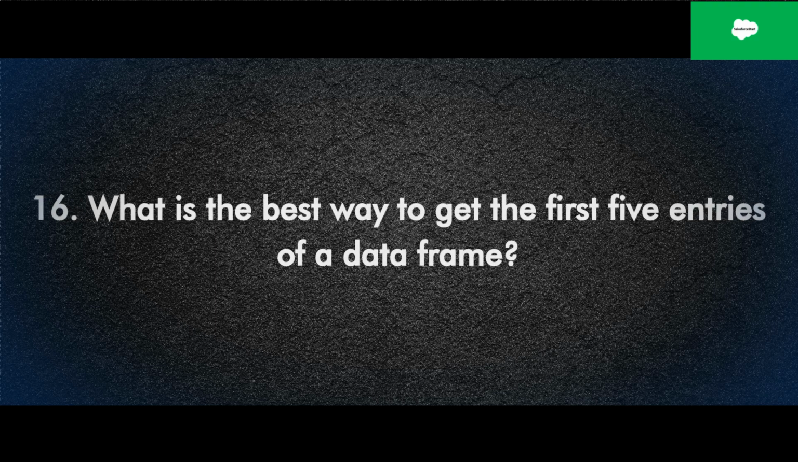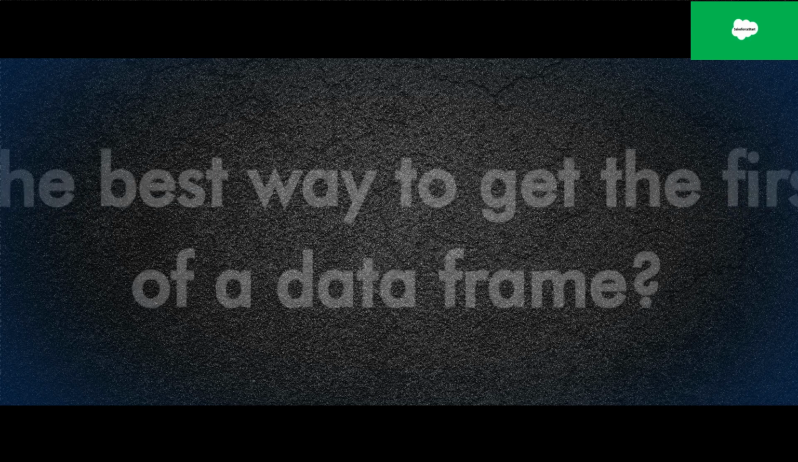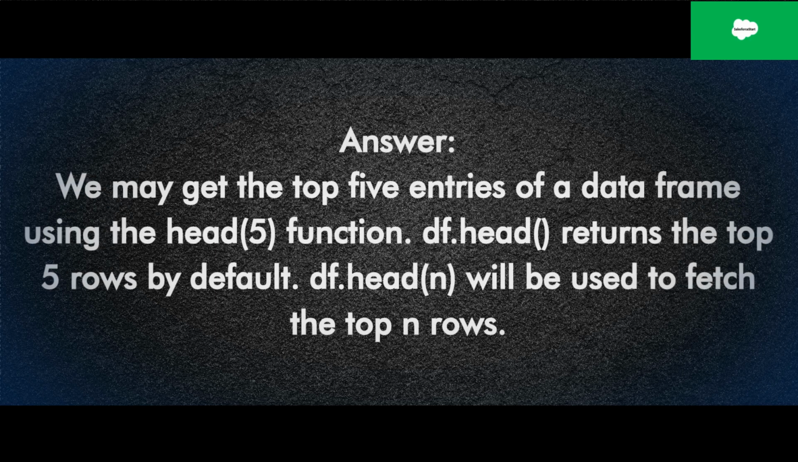16. What is the best way to get the first 5 entries of a data frame? Answer. We may get the top 5 entries of a data frame using the head(5) function. df.head() returns the top 5 rows by default. df.head(n) will be used to fetch the top n rows.